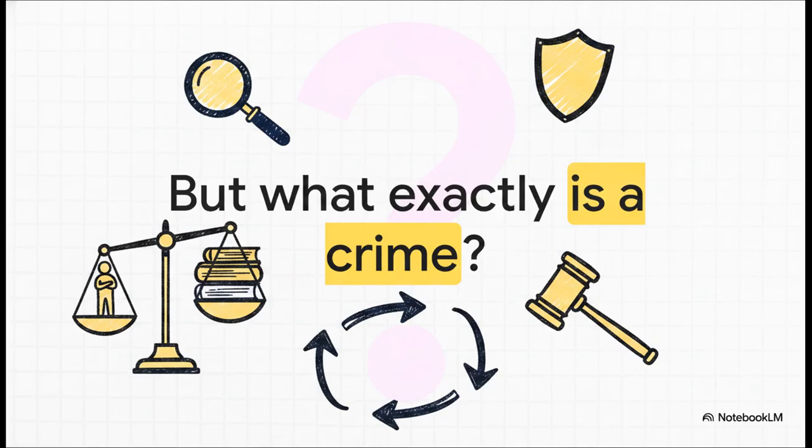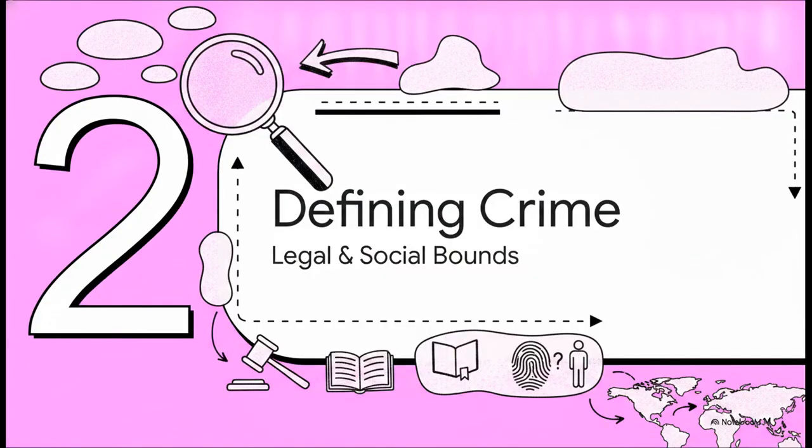So now that we've got a handle on the broad discipline and its continuous loop, we have to ask a question that sounds super simple, but actually requires a highly precise answer. What exactly is a crime? Section 2. Defining crime precisely.